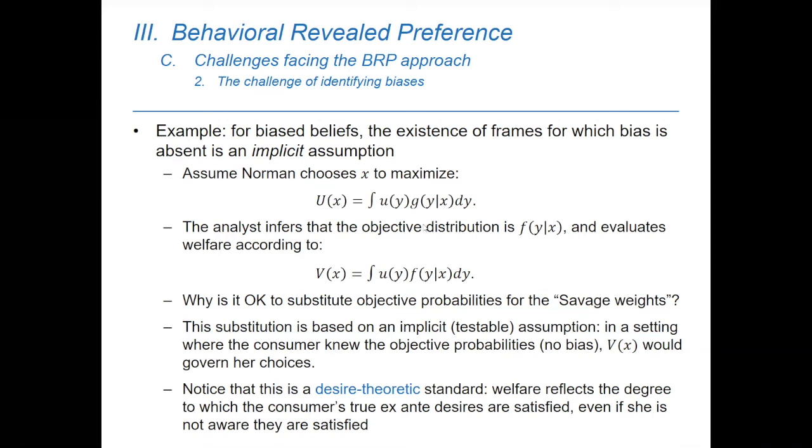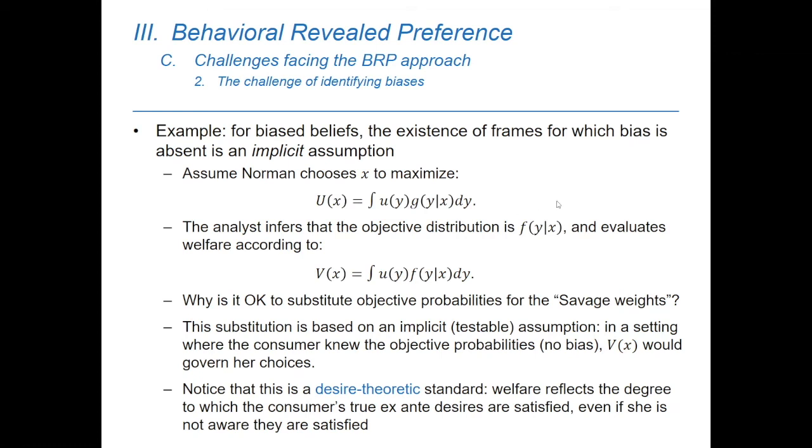The choice of X leads to outcome Y, and little g of Y given X represents Norman's subjective beliefs. These are the Savage weights for Norman. Now, the analyst infers that the objective distribution of Y given X is actually something else. And the analyst therefore evaluates welfare according to this alternative function. What we're doing is just swapping the objective probabilities for the Savage weights. Now, the question is, why is that okay? What does it mean to swap objective probabilities for Savage weights? These are apples and oranges. So can we swap them? Does that make sense?